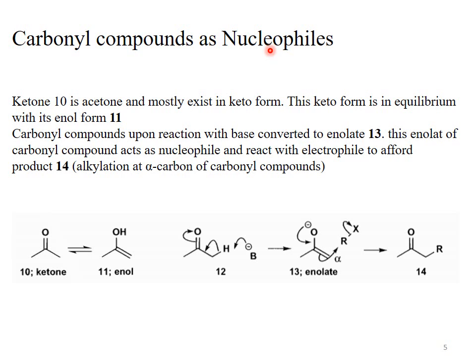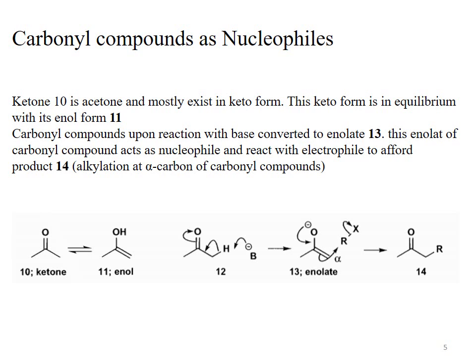So the alkyl group is introduced at the alpha carbon here. But in the previous slide, the alkyl group was introduced at the carbonyl carbon. In that slide, the carbonyl carbon was acting as an electrophile, but here the R group is introduced at the alpha carbon. In this compound, the carbonyl compound is acting as a nucleophile. So the heading of the slide is carbonyl compound as a nucleophile.